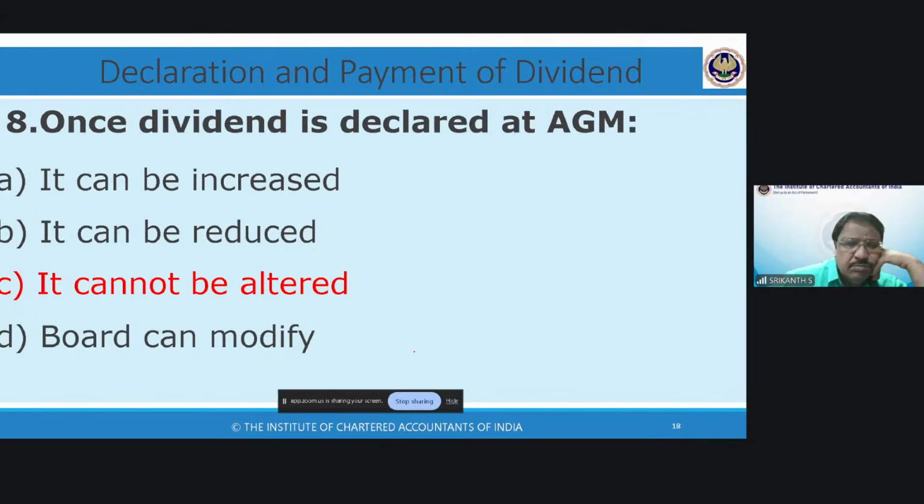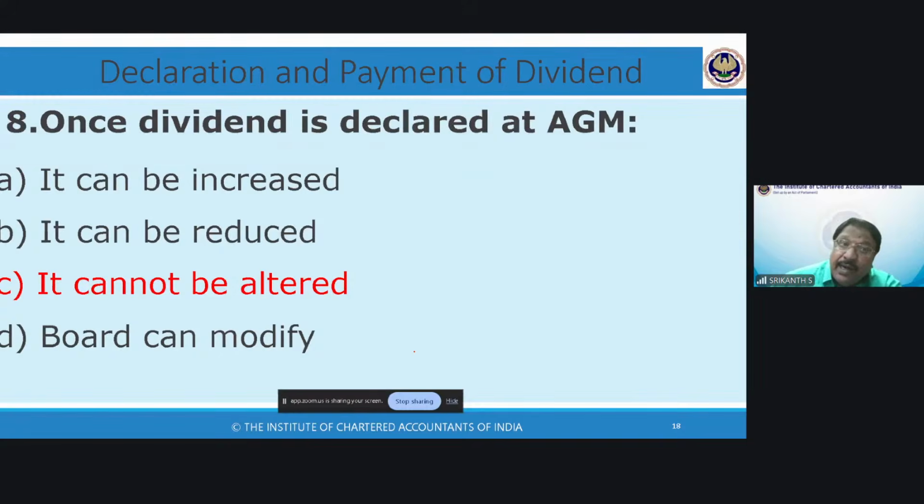Okay. The shareholders. Sorry. Once dividend is declared at AGM, nothing can be done. It has to be paid. Before it is approved by the shareholders, at the AGM, the board can stand up and say, boss, we made a mistake. We have proposed 18%, but kindly, when you approve it, please approve it for 15%. It can happen. At that AGM, you can take up. And if the members so agree, 15%, then 15%. But once declared at AGM, it cannot be altered.